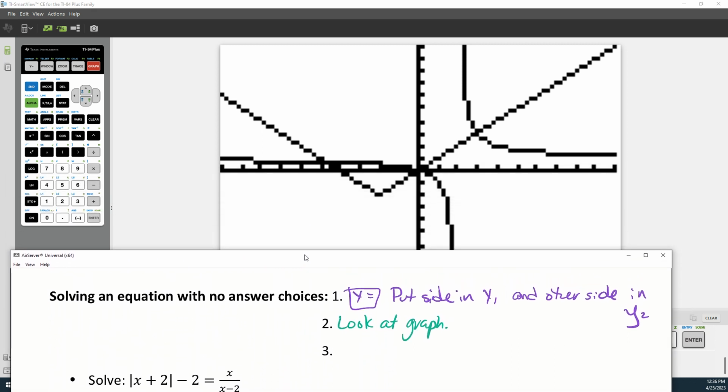Everywhere where the two graphs intersect is a solution. So one graph is just a weird looking curve, and the other graph is the V graph. And so there's 3 places where they cross. So this one's going to have 3 solutions. To find those solutions, you're going to hit second and then trace. And then we're going to choose number 5. Number 5 says intersect. You want to find where they intersect.